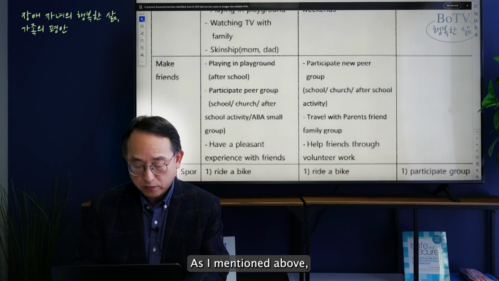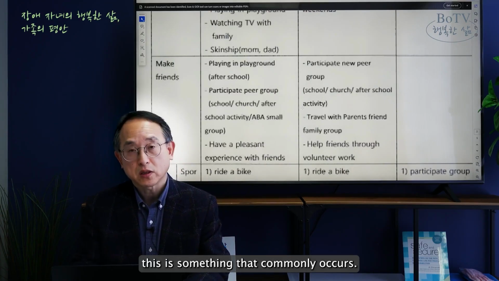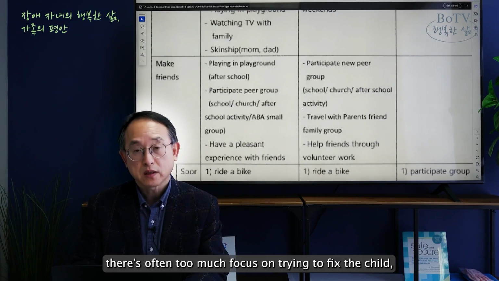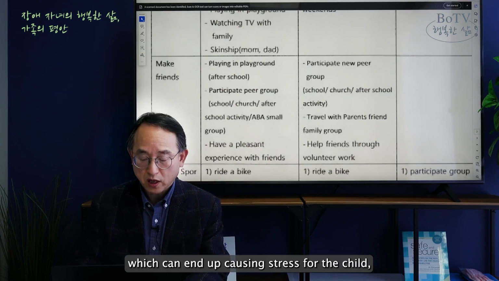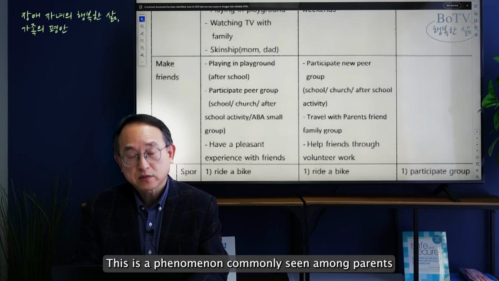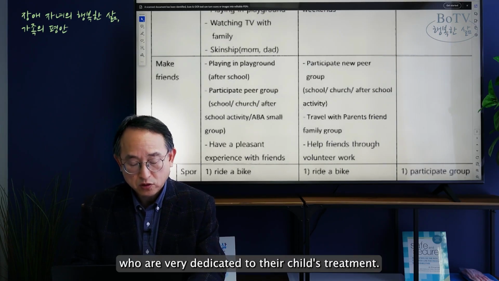As I mentioned above, this is something that commonly occurs. In other words, there's often too much focus on trying to fix the child, which can end up causing stress for the child, or even worse, making things worse for them. This is a phenomenon commonly seen among parents who are very dedicated to their child's treatment.